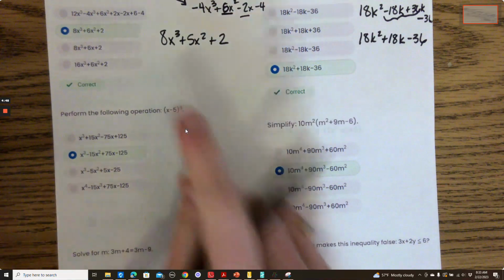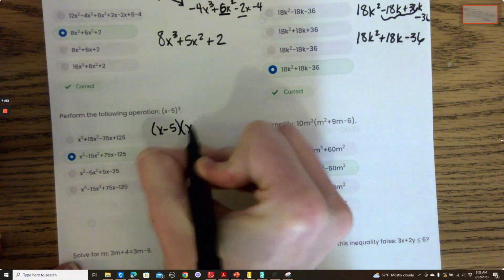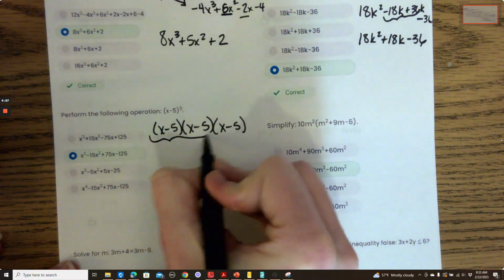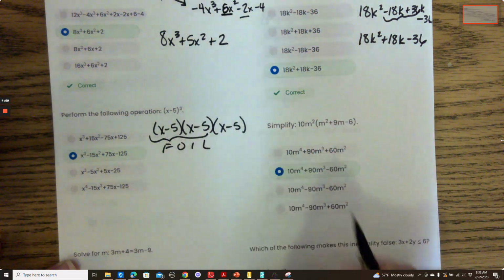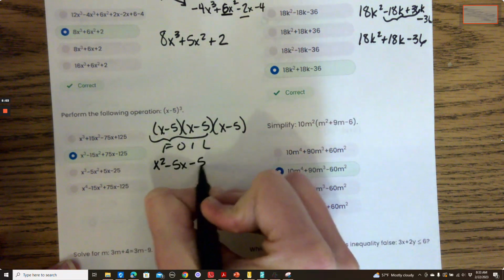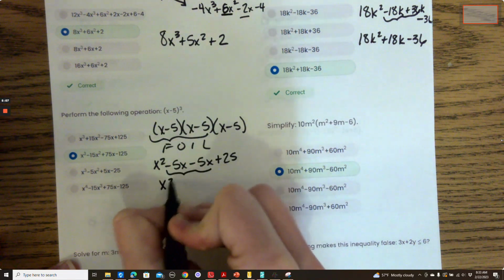All right, cubed. So what you have to do is expand this. X minus 5 cubed, expanded, looks like this. I'm going to FOIL these two first. So I've got x squared minus 5x plus 25. Combine like terms.